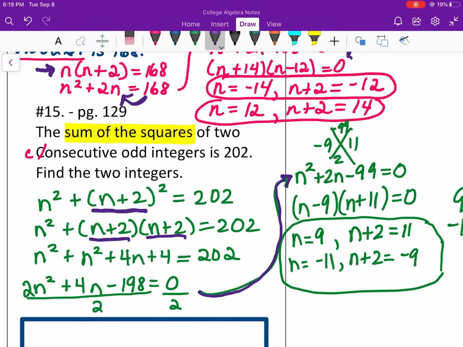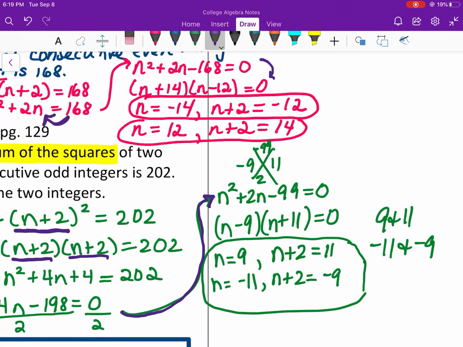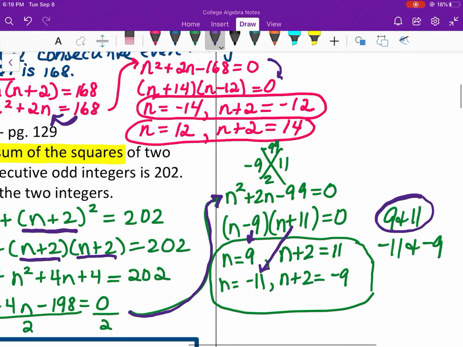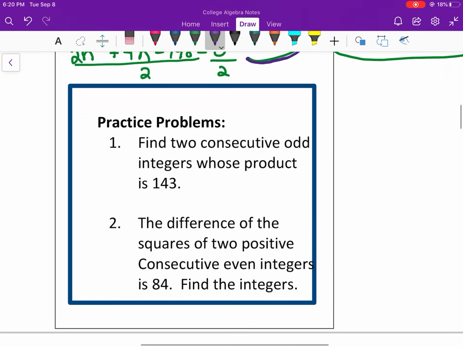Again, I get 2 answers. I get 9 and 11, and then 11 and -9. The 9 and the 11 are coming from these factors right here. So that's the 9, that's the -11. Then I'm going to add 2 to each of those to get these. So if I square 9 and I square 11, I get 202. And if I square these 2, I also get 202 when I add them together. And there's 2 practice problems for you.